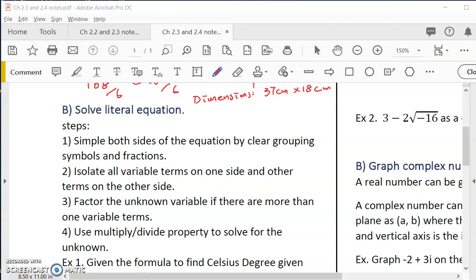Hello, college algebra student. This video is for chapter 2.3, part 3. And in this video, we are concentrating on solving literal equations. What is a literal equation?